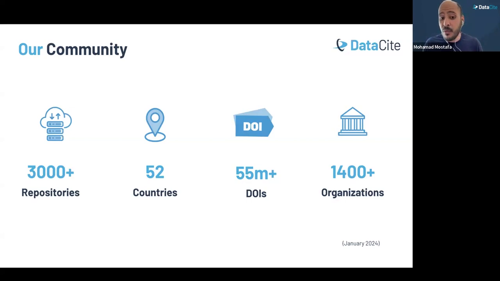We have members from 52 countries. So far, we have issued more than 55 million DOIs, and overall, our community of organizations is growing, and we have around 1,400 organizations in our community so far.